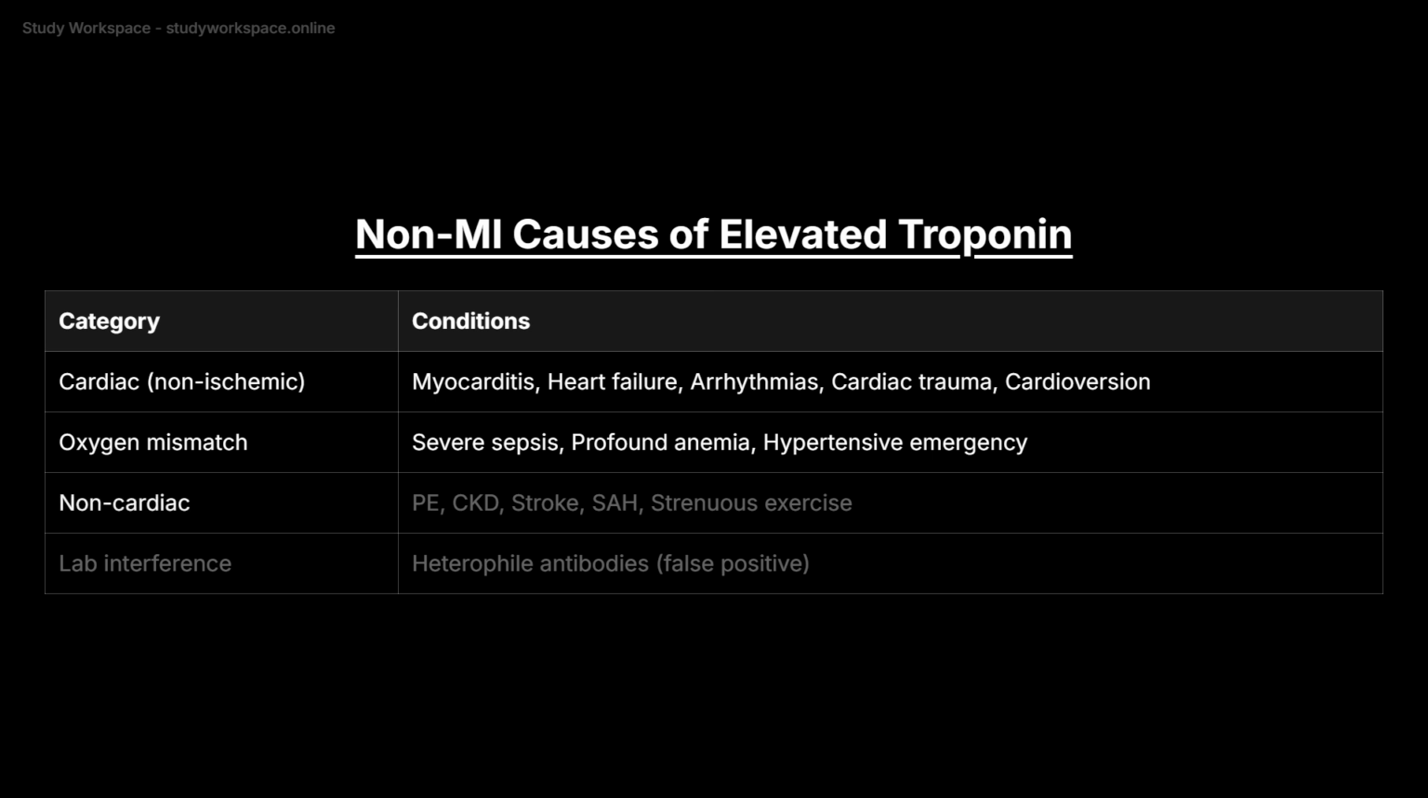Several non-cardiac conditions can also produce elevated troponin levels. Examples include pulmonary embolism, chronic kidney disease, stroke, subarachnoid hemorrhage, and prolonged strenuous exercise. Finally, laboratory interference, including heterophile antibodies, may occasionally produce falsely elevated results.